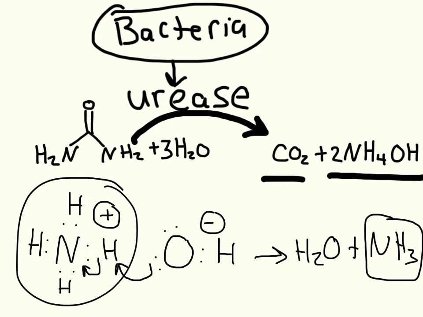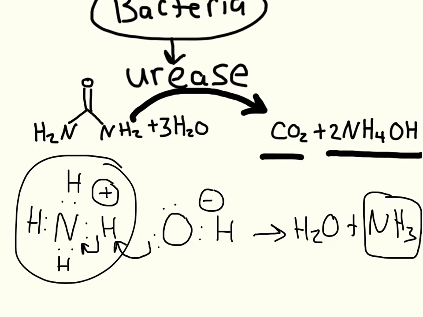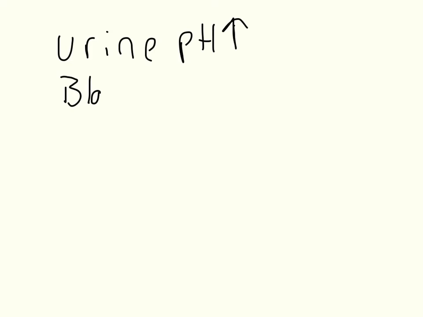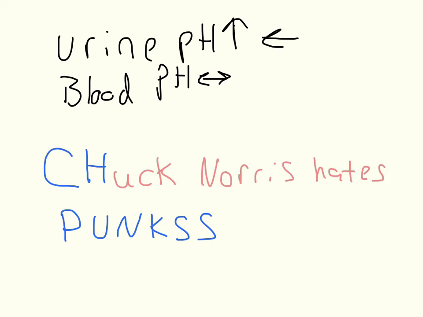I bet you're wondering which bacteria can do this. Because if we can see the pH of the urine, if the urine pH is high and the serum pH is normal, so I'll put blood, it's normal, then this would indicate a possible bacterial infection with a urease positive species. This is especially so when you combine this with other tests such as the nitrite test and the leukocyte esterase test. First Aid gives this mnemonic: Chuck Norris hates punks.